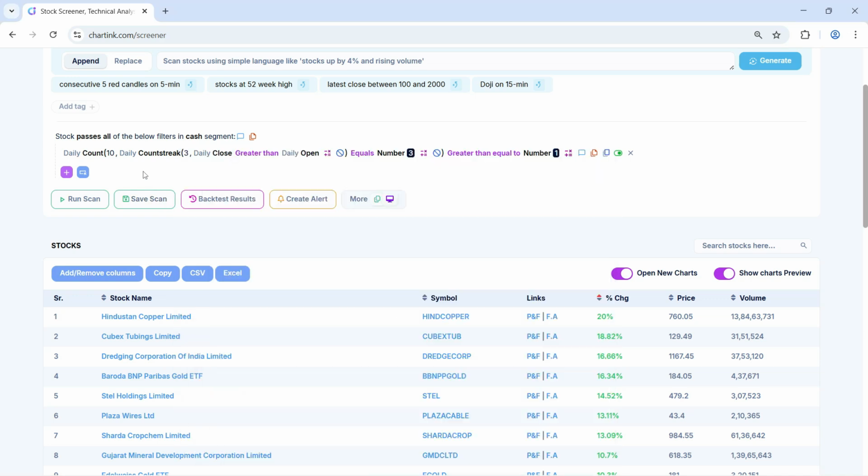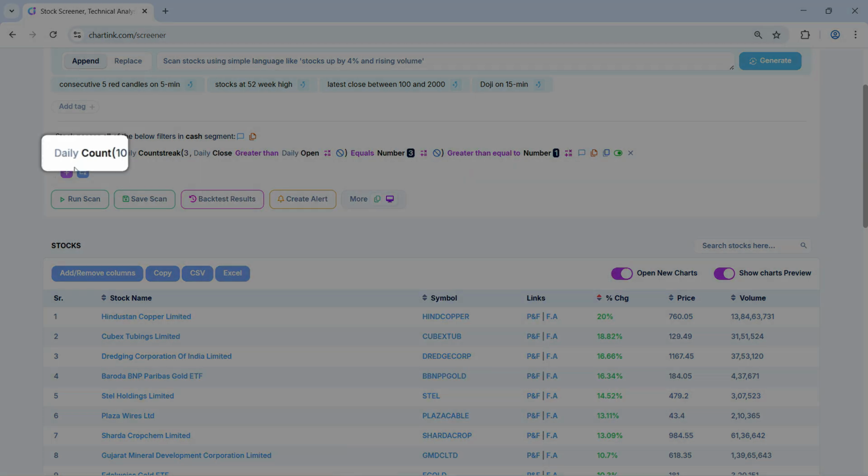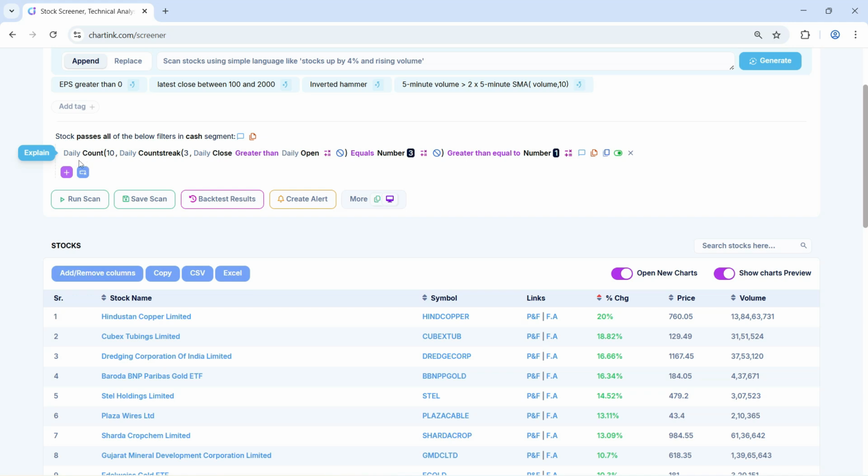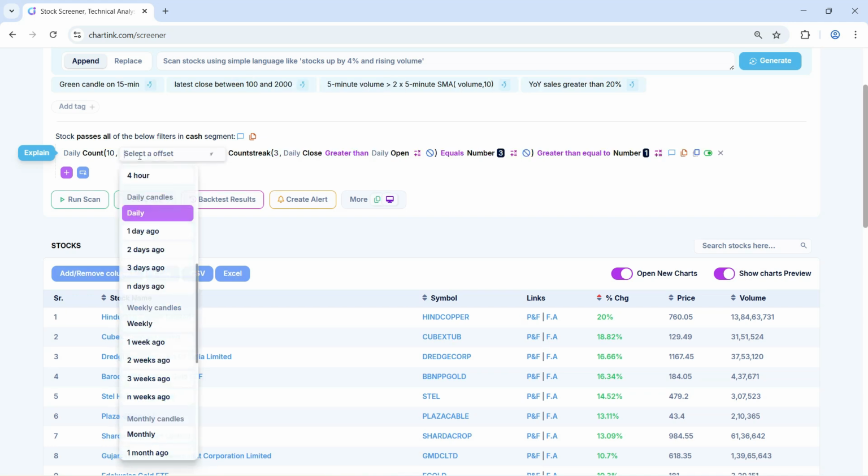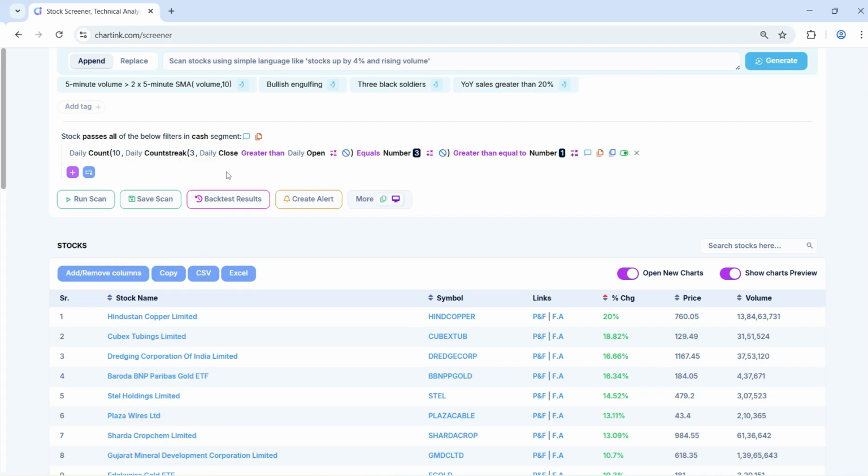Please note that the count and CountStreak always follow the parent timeframe. That means if the scan is set to daily, both count and CountStreak will work only on daily candles. Any different time frame set inside the count function will be ignored.